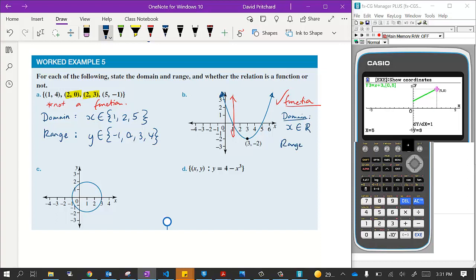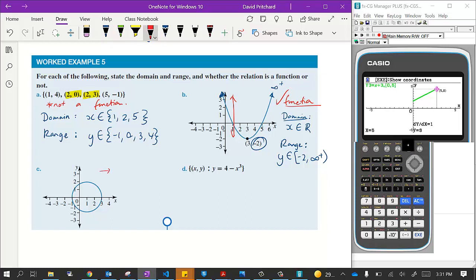And our range is a little bit different. So we know that can be any value up to positive infinity. That's where we're heading off to. But the lowest y value we can get is -2. So y is an element of -2 is our lowest value, and we're going up to positive infinity.